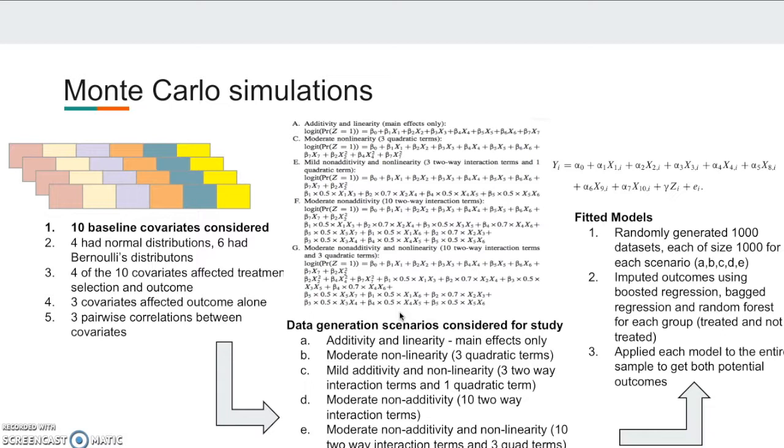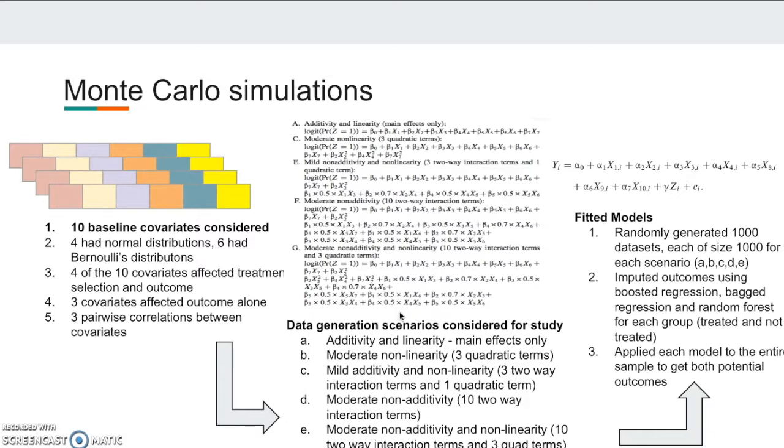They also threw in 2 more data generation scenarios, which we'll see in the results here in a second, E2 and G2, just to make things a little bit more interesting. And those are mild and moderate, nonlinear, and non-additive. So a little bit more interesting.